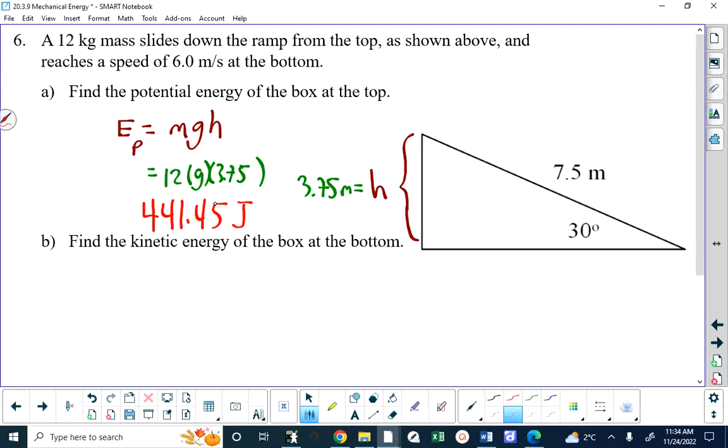Okay. What's the kinetic energy at the bottom? No. It doesn't say it's frictionless. But you are given the speed. So how are we going to find the kinetic energy at the bottom if it's not frictionless?